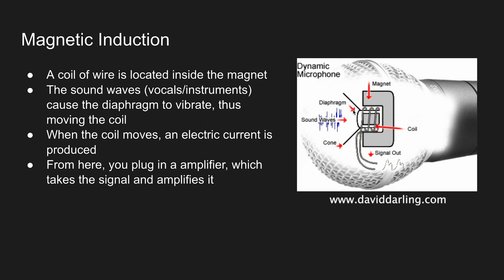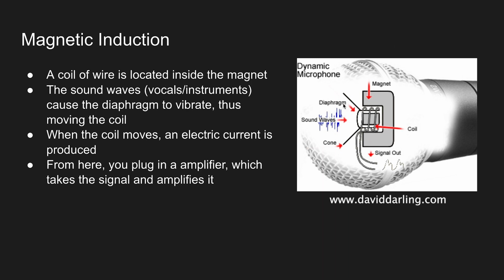So you'll see right here, this arrow points to this right here, which is the diaphragm, or the cone of the mic. And the coils are attached to that, ever so slightly. When somebody sings into a microphone, this diaphragm right here is going to move, hence moving the coils in and out of the magnet. When the coil moves, an electric current is produced. From here, you plug in an amplifier, which takes the signal and amplifies it.